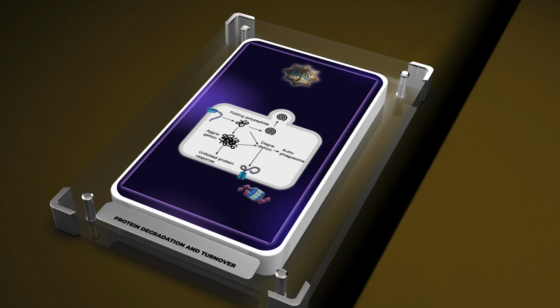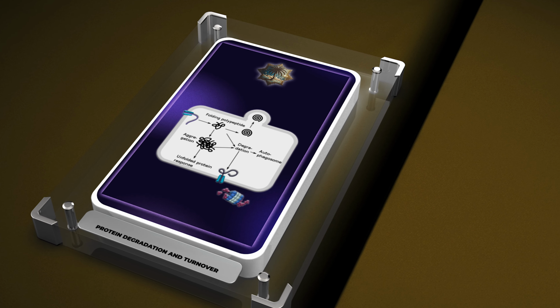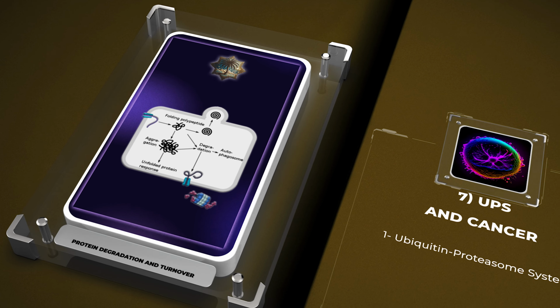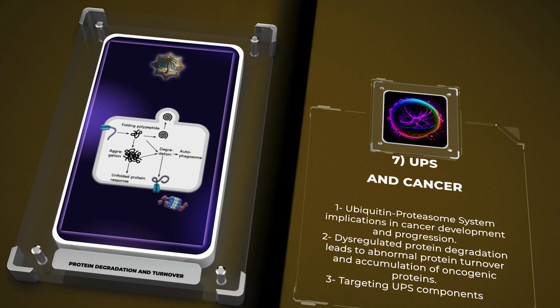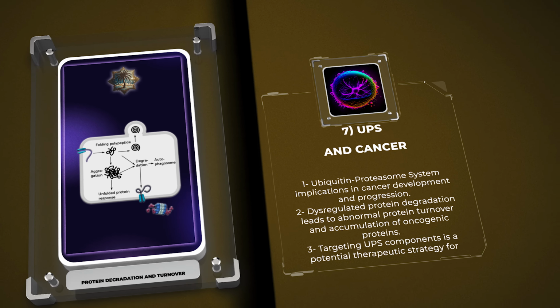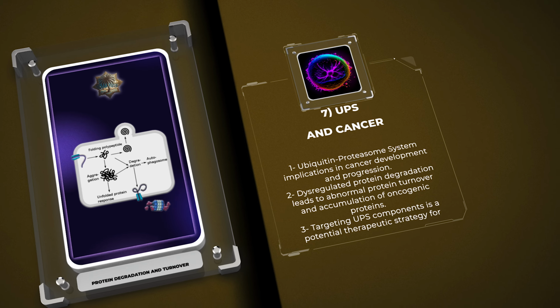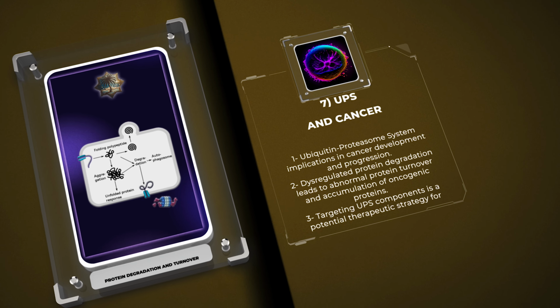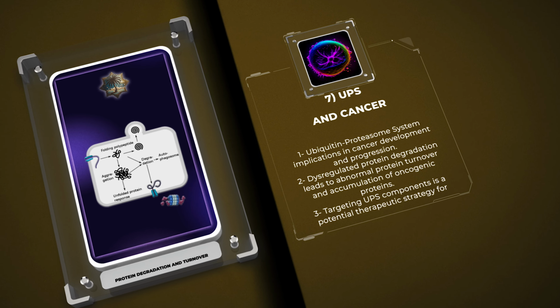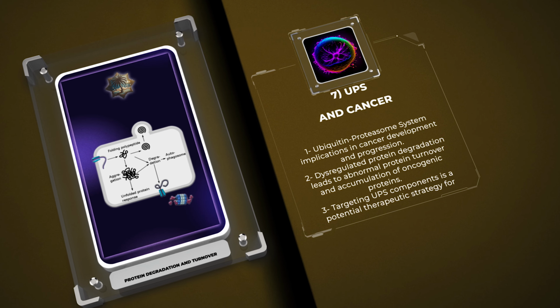The Ubiquitin-Proteasome system has significant implications in cancer development and progression. Dysregulated protein degradation can result in abnormal protein turnover, leading to the accumulation of oncogenic proteins and the dysregulation of signaling pathways. Targeting the UPS components has emerged as a potential therapeutic strategy for cancer treatment.